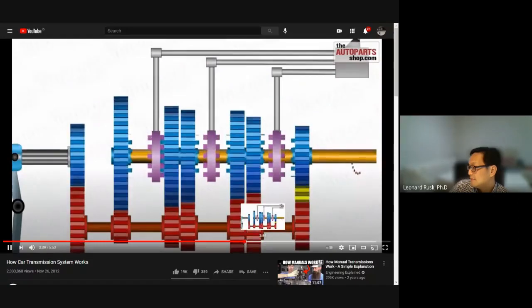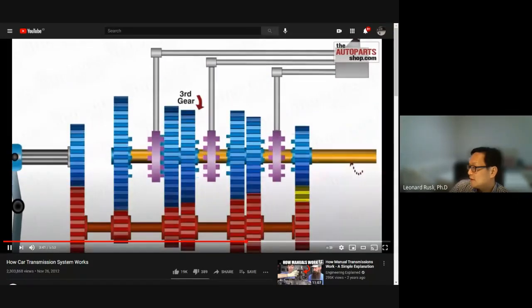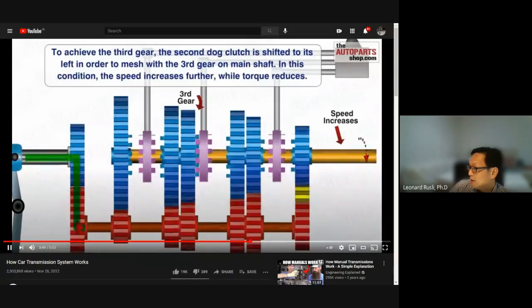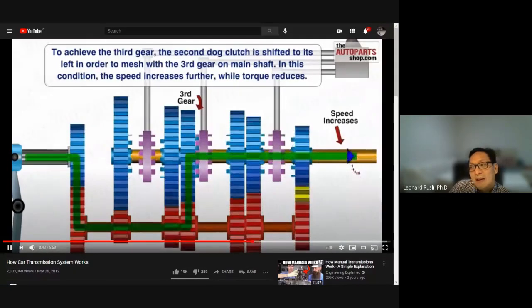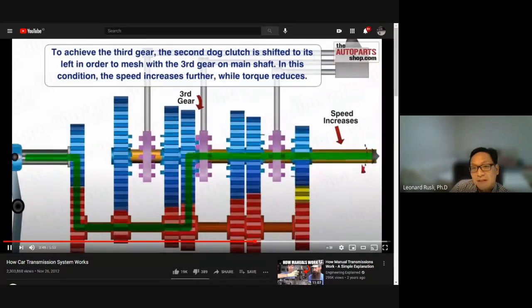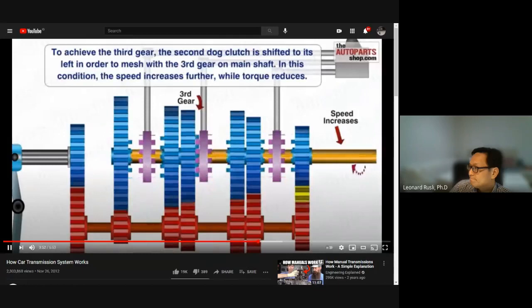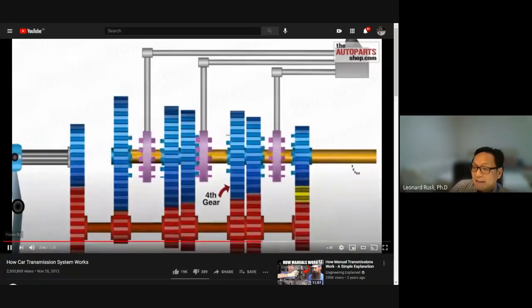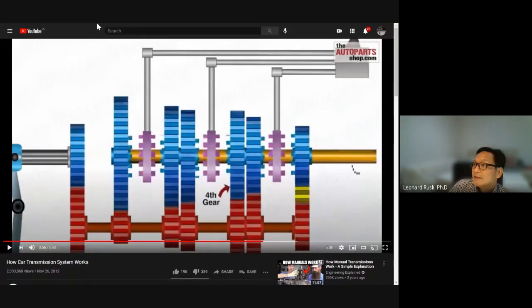Okay, so we're kind of multitasking here. So this is how you select the different gears. Now, in the real transmission, it's a bit different. I think that's enough for transmission. So let's go to steering.